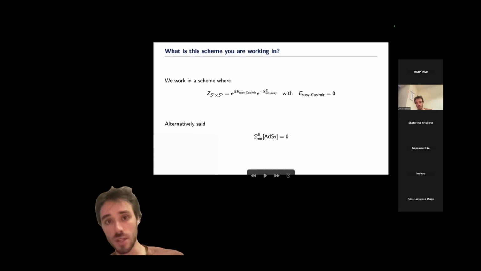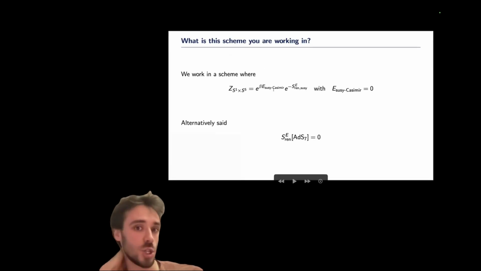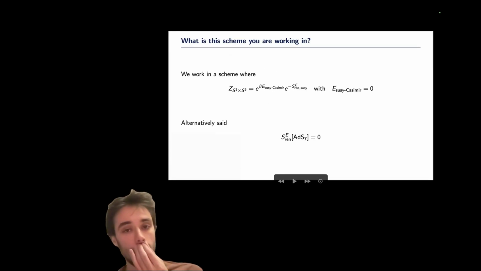In the literature, people have been using various schemes and discussing various finite counterterms. The one that I'm using is such that the partition function of the supersymmetric field theory, or the superconformal index, at large N becomes e to the minus on-shell action. And sometimes people write this supersymmetric Casimir energy as a prefactor in front. Okay, you see this type of expression in many papers. The scheme that I'm using is such that this is zero.